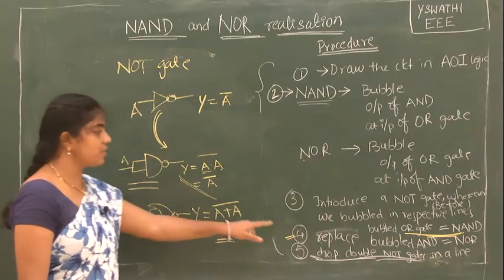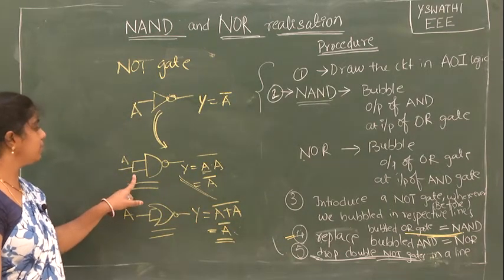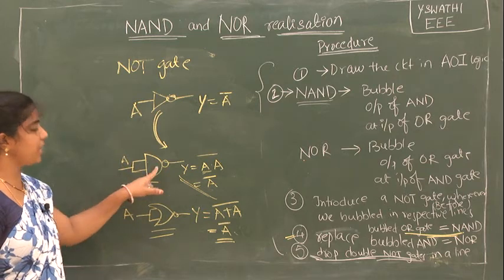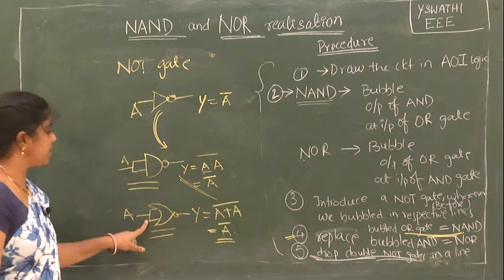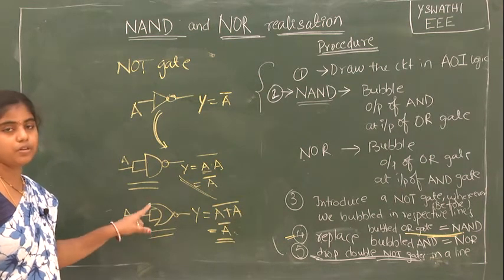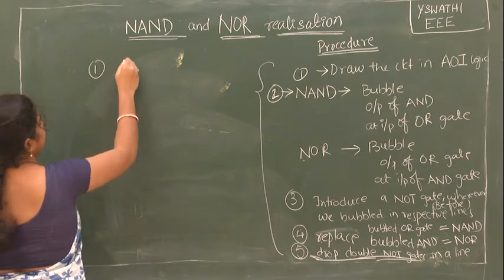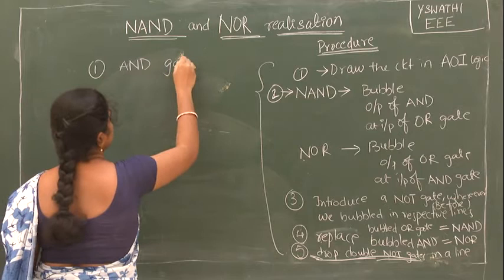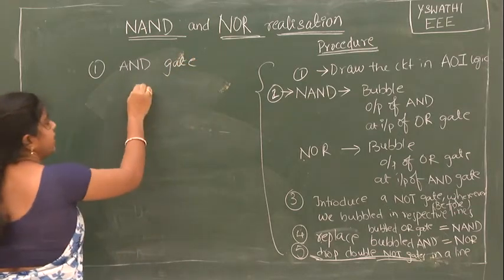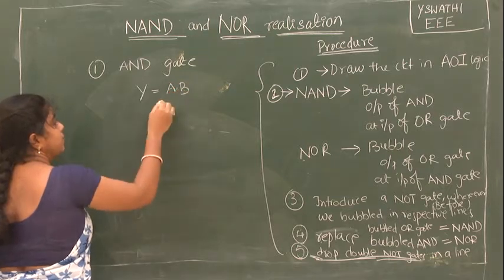So in NAND realization, we replace any leftover inverter with a NAND gate with the same inputs, and in NOR realization, we replace an inverter with a NOR gate with the same inputs. The first example is, we first realize the AND gate. So what is the expression of the AND gate output? Y is nothing but A dot B.